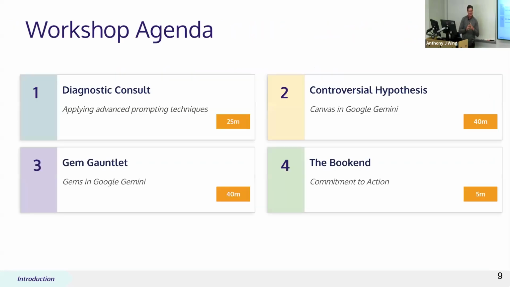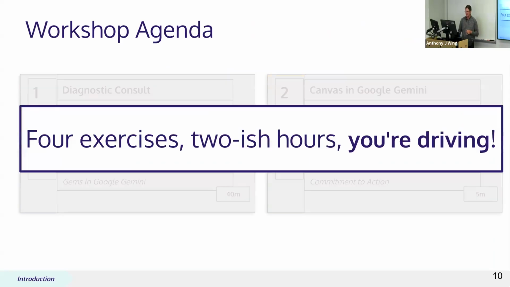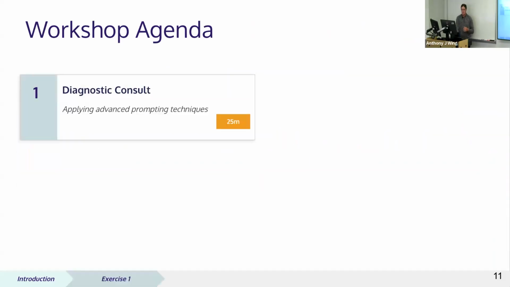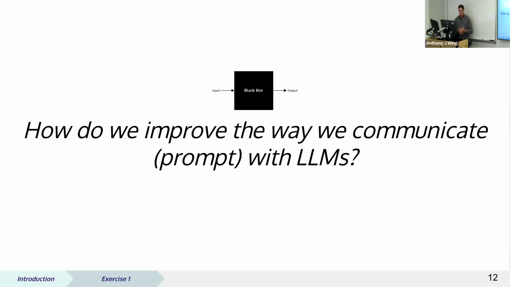All right, so we cut down on the number of exercises today. We definitely didn't even get through all of them last time, but we do have these 4 listed here. We will do a little bit of a diagnostic consult, talk about some controversial hypotheses, do a little bit of a gem gauntlet, and then wrap up with that bookend, all while using Canvas, gems, and some prompting techniques. So let's start out with advanced prompting, right?